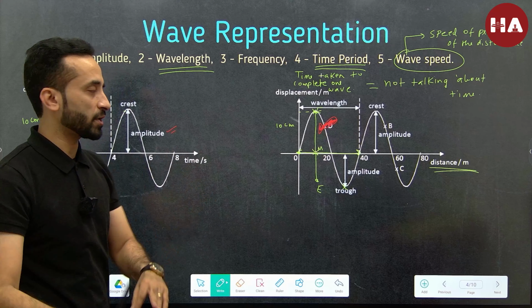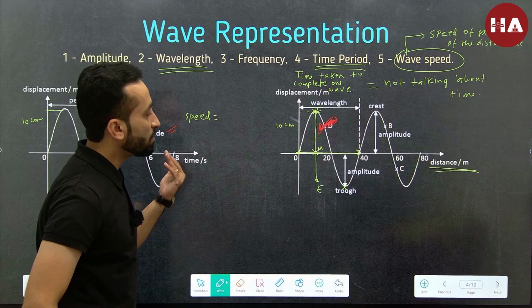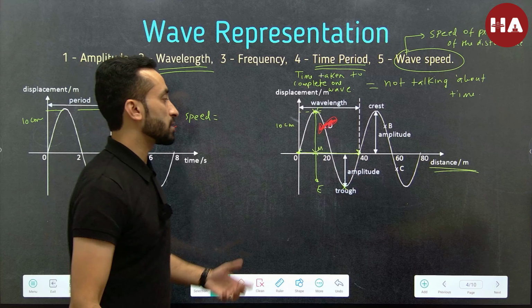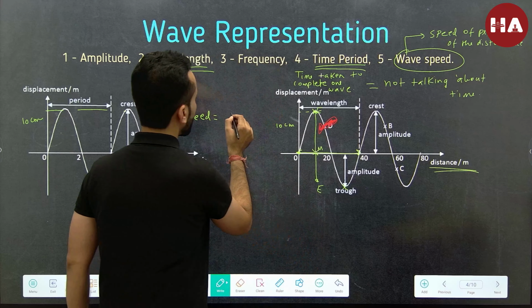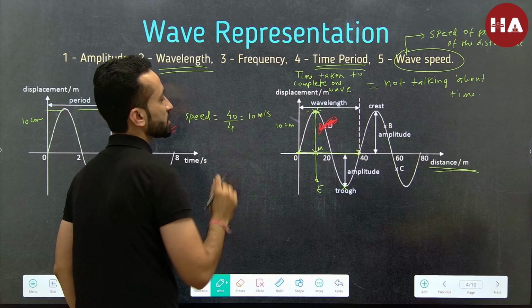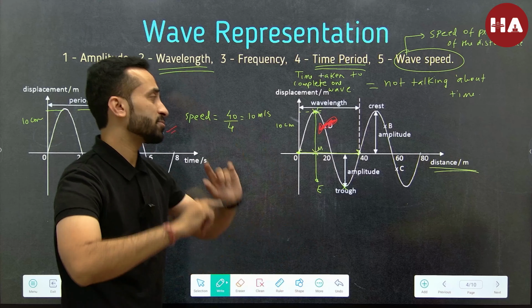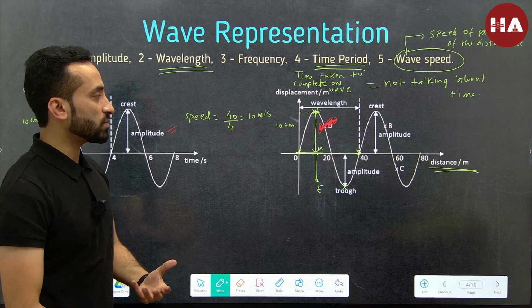It is the speed with which the disturbance is propagating. I give you a brief here. For example, if I have to talk about the speed, how much has the wave traveled? 40 meter. In what time? 4 seconds, isn't it? So wave speed is nothing but 40 over 4, that is 10 meter per second. So the disturbance is propagating at 10 meter per second, right students? Can you visualize it like this?